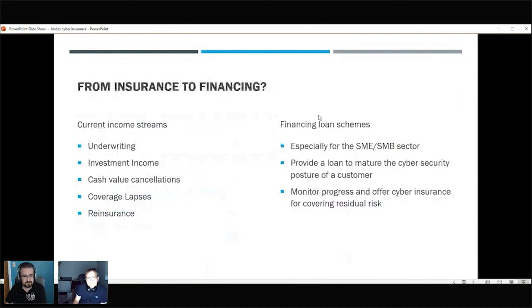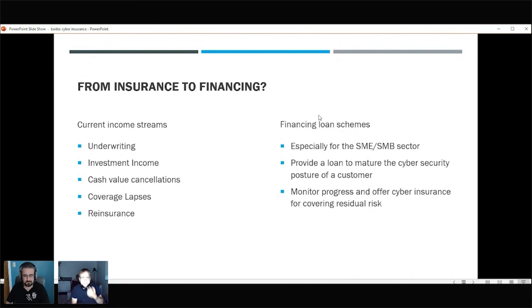I just want to conclude with this slide, where insurance providers are making a lot of money, at least from last year. Their main sources of income are underwriting, investment income, where they invest the profits into the stock market, cash value cancellations, coverage lapses, and reinsurance. But what would be beneficial for companies, rather than just buying cyber insurance, is essentially having insurers finance the cybersecurity program.